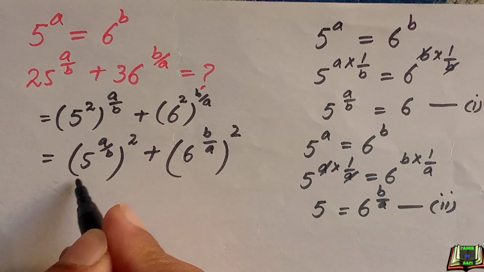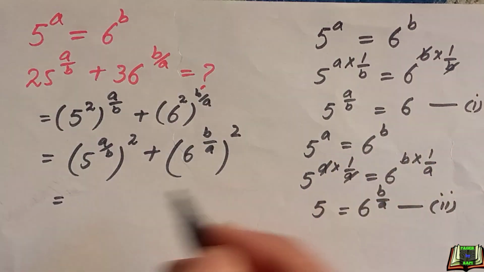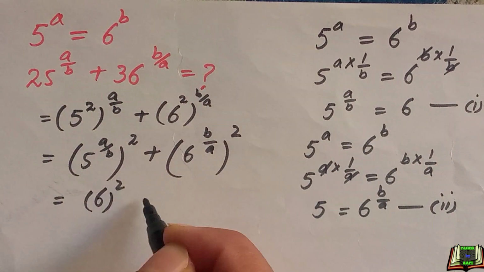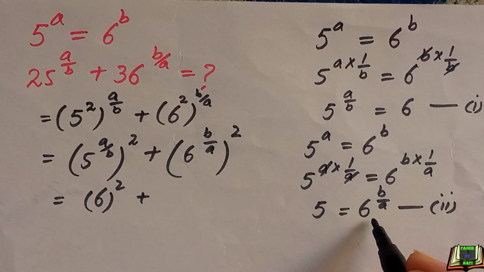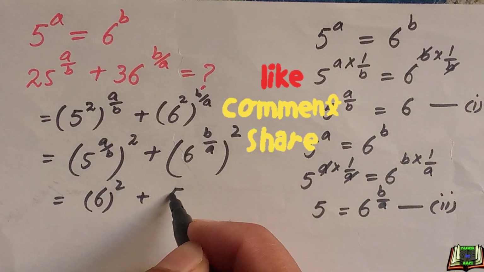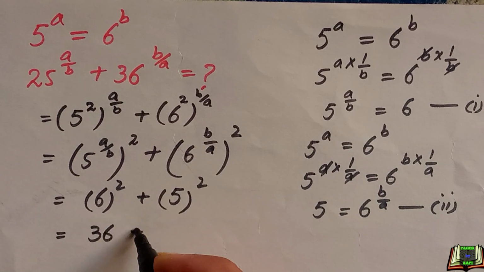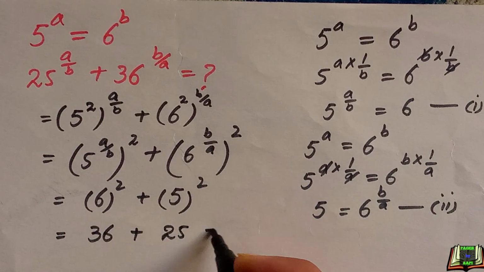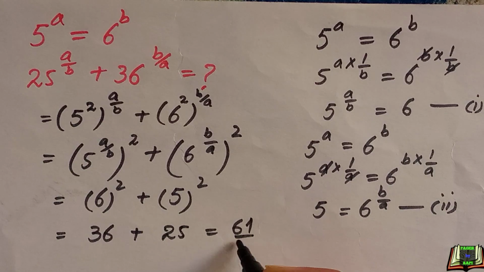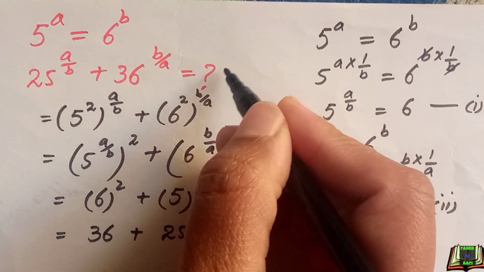From equation 1, we know the value of this. This is equal to 6 square. And the value of this from equation 2 is 5 square. 6 square is 36, 5 square is 25. Adding both, we get 61. This is the final and required answer.